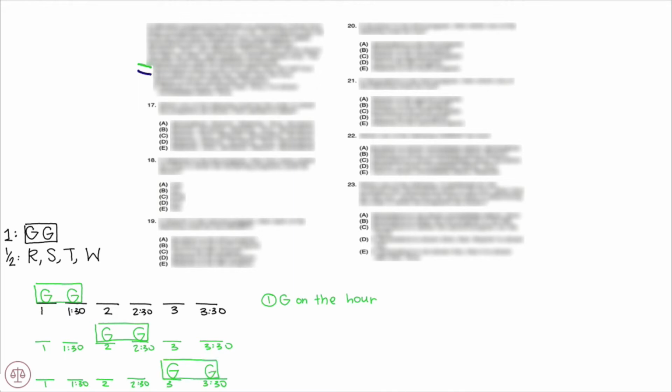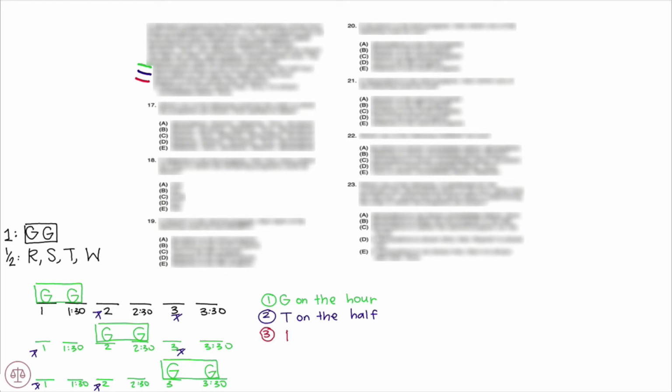All right, rule number 2. T starts on the half hour rather than the hour. So we know T is on the half, which means that T isn't going to be at 2 o'clock or 3 o'clock in our first scenario, not at 1 o'clock or 3 o'clock in our second scenario, and not at 1 o'clock or 2 o'clock in our third scenario.